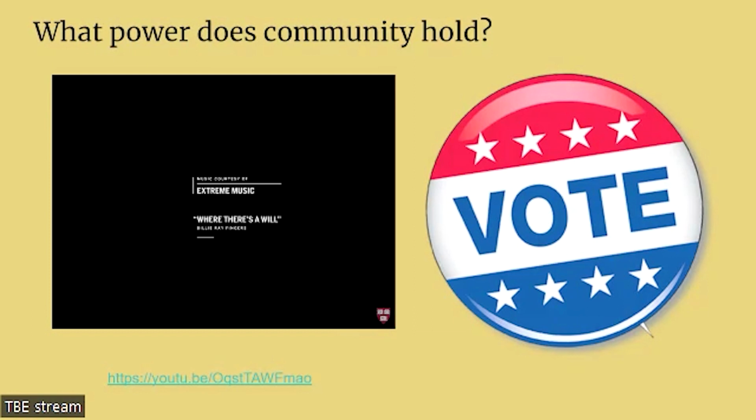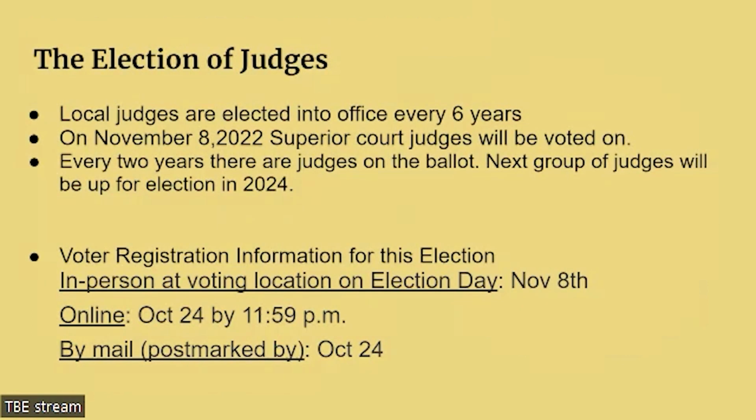Yeah, the power of community, the power of voting, very important. So the next slide, we have the election of judges, which takes place during local elections. Local judges are elected into office every 6 years. On November 8th of 2022, Superior Court judges will be voted on. Every 2 years, there are judges on the ballot. The next group of judges will be up for election in 2024, which is in 2 years.